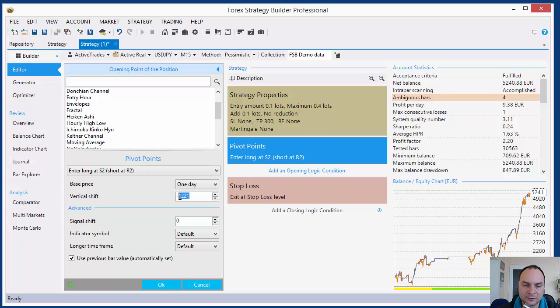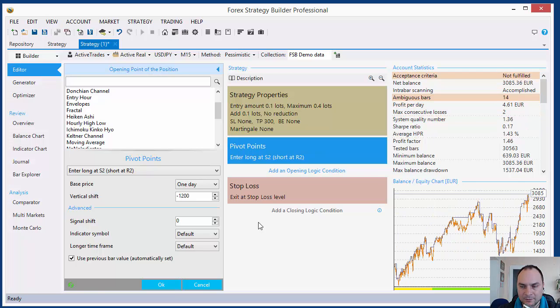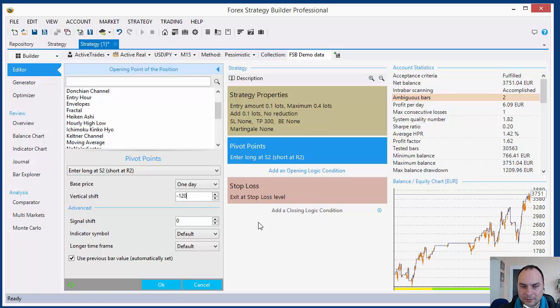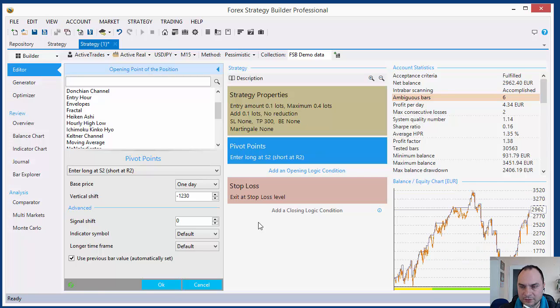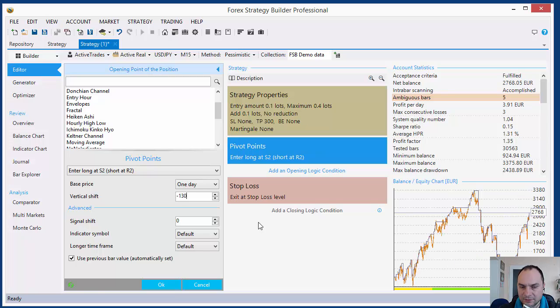Let's try to round this number. Let's try with 1000. No. Okay. I don't like this too much. It looks like it is very over-optimized.